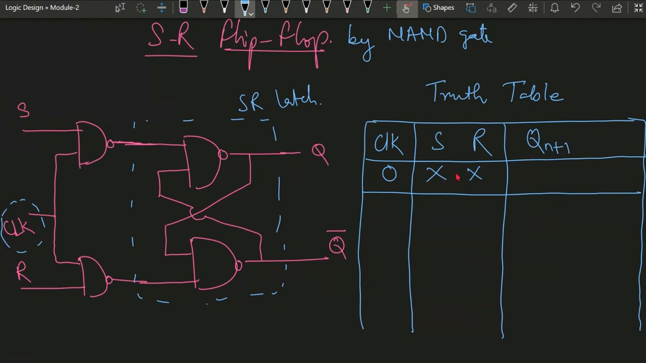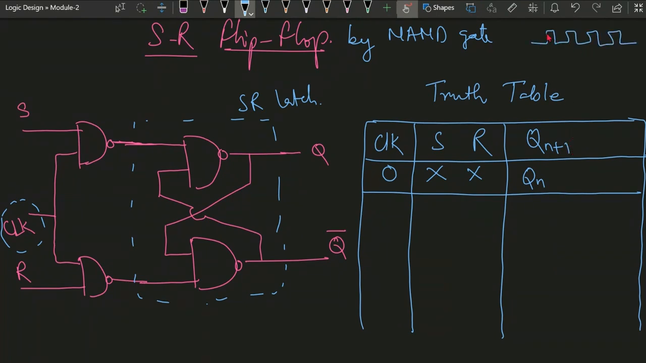So if the clock is 0, at that time, the next state will be the same as the previous state. So the next state will be the same as the previous state, that is q n. N plus 1 in the sense, one more time, or we can say suppose this is the clock.